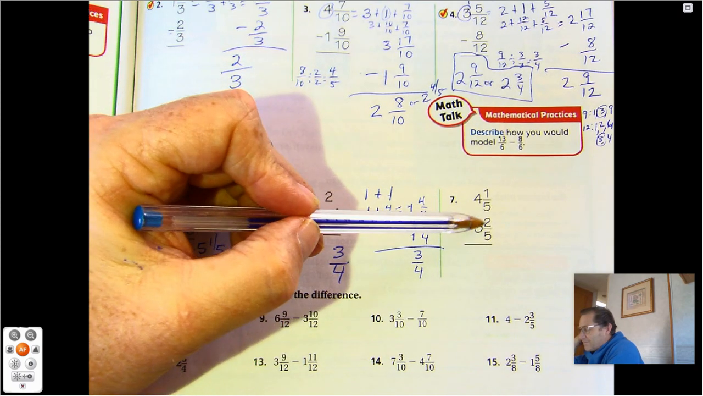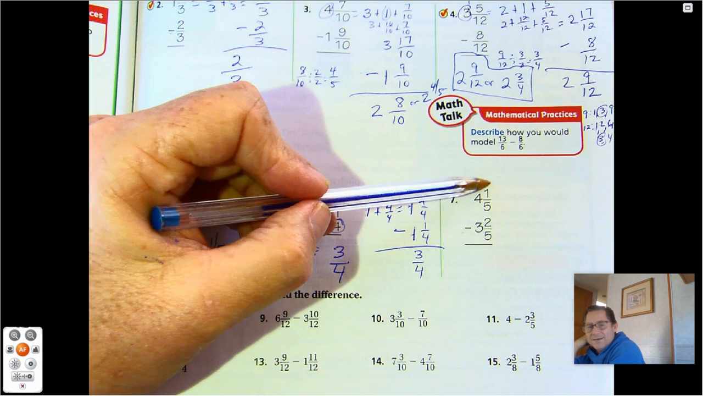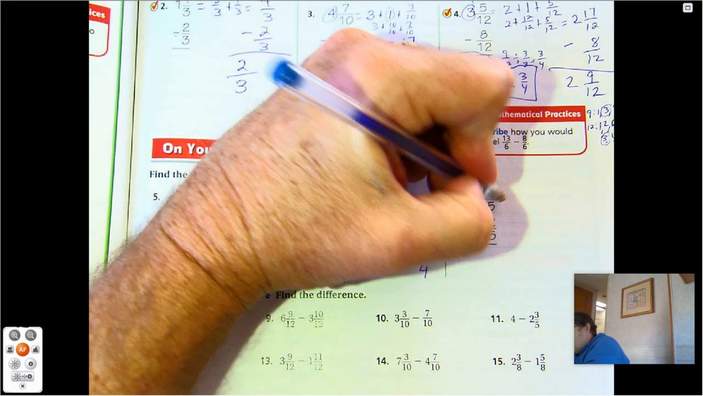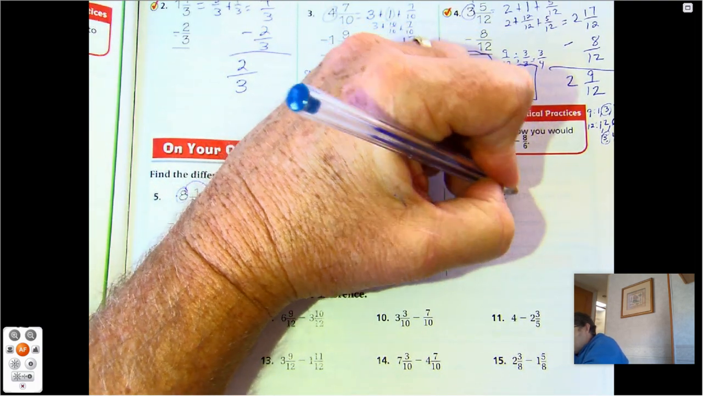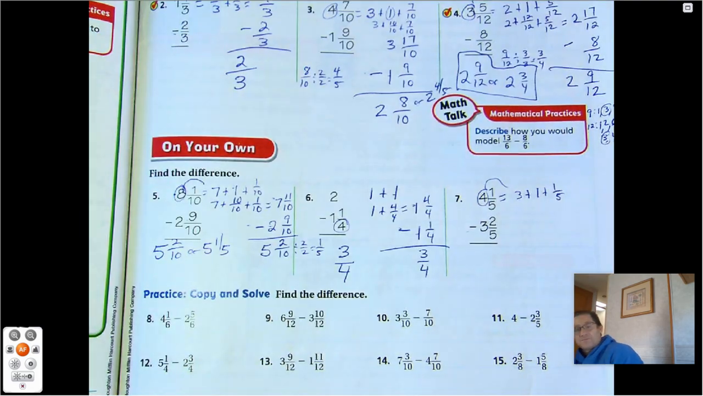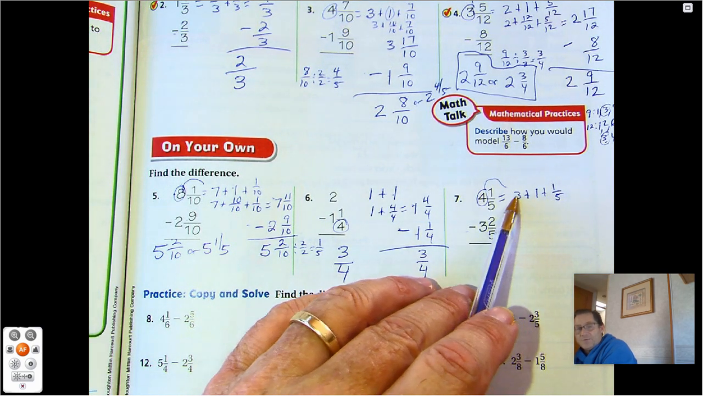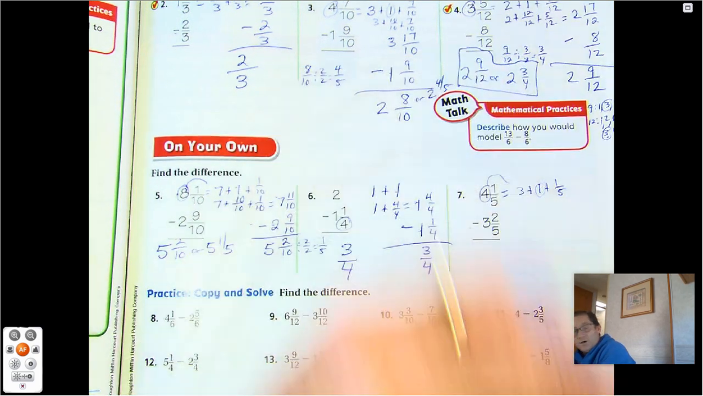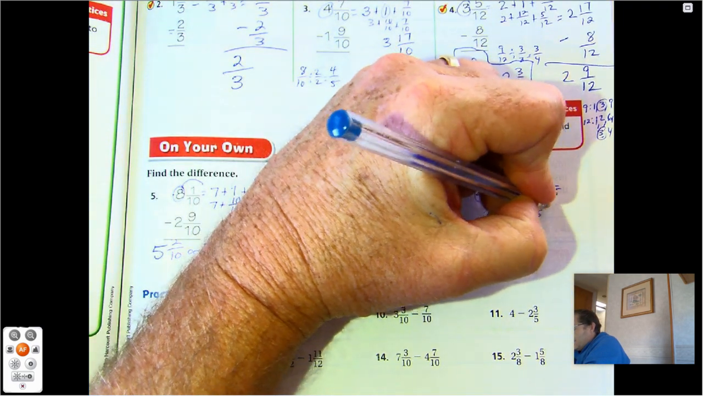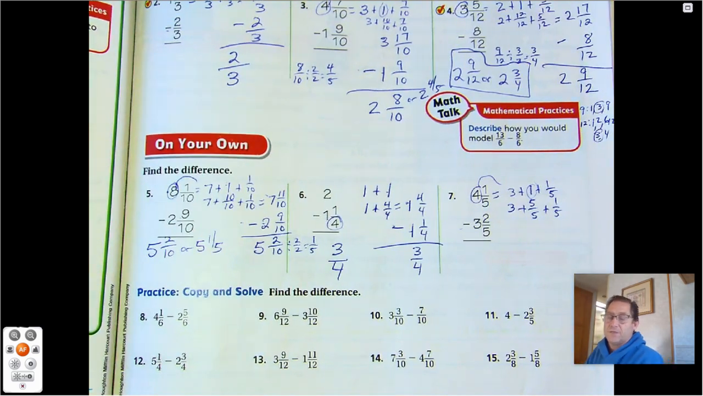Number 7. 4 and 1/5 take away 3 and 2/5. Well, I can't take 2 from 1. So I'm going to have to rename the 4. So I'm going to rename the 4 as 3 plus 1 plus 1/5. So I haven't changed the value of anything, right? All I did was break up the 4 as 3 plus 1. I'm now going to trade this 1 whole for a fraction. And that would be 5/5.